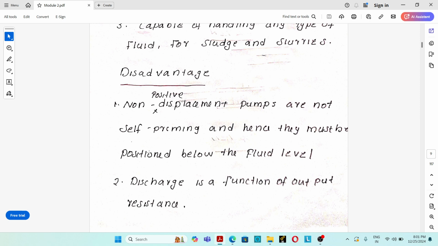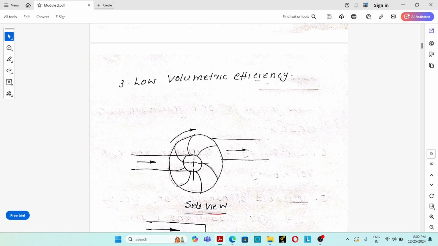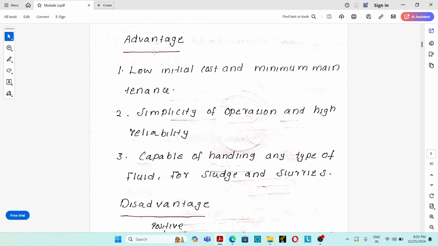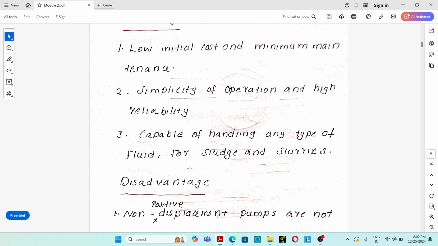Disadvantage: non-positive displacement pumps are not self-priming. So this is the disadvantage of non-positive displacement pump actually. Non-positive or hydrodynamic pumps are not self-priming and hence they must be positioned below the fluid level. Discharge is a function of output resistance, and low volumetric efficiency. So these are the advantages and disadvantages of hydrodynamic pump or non-positive displacement pump.